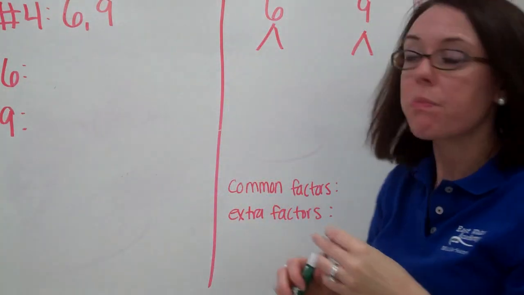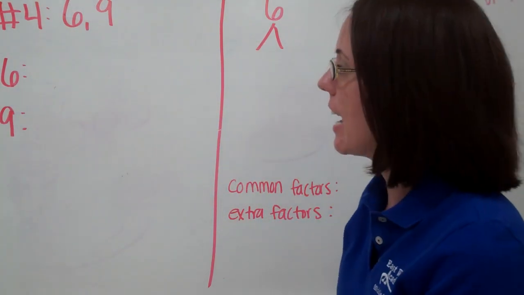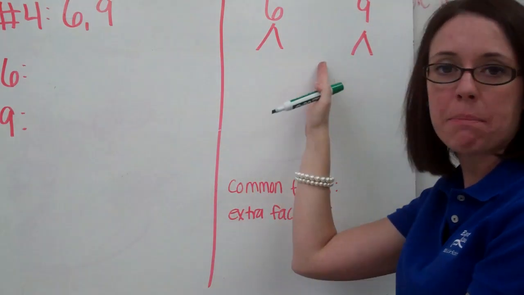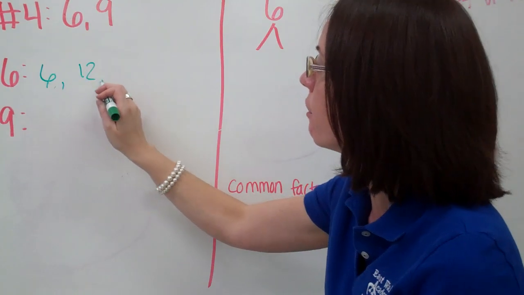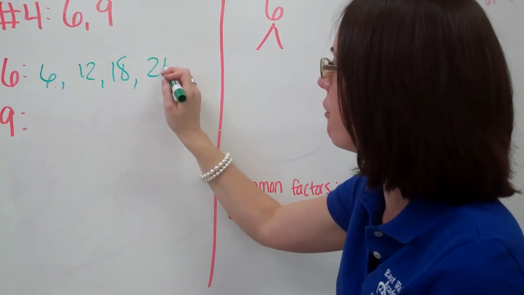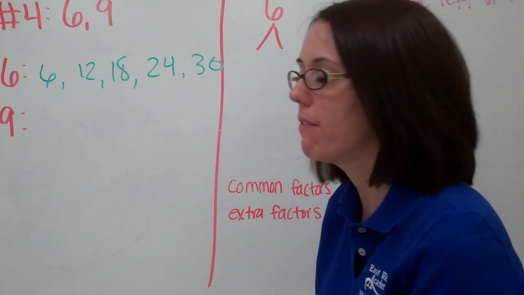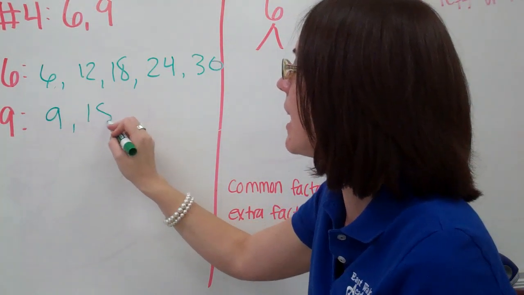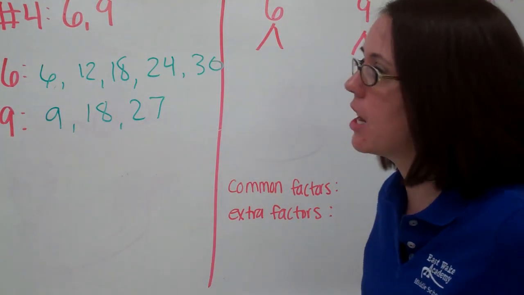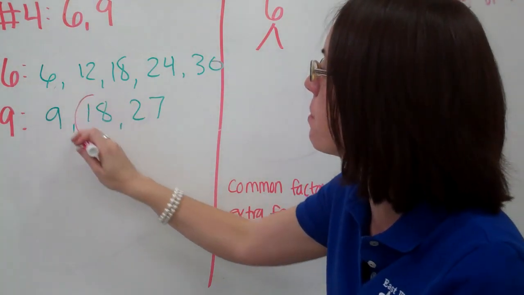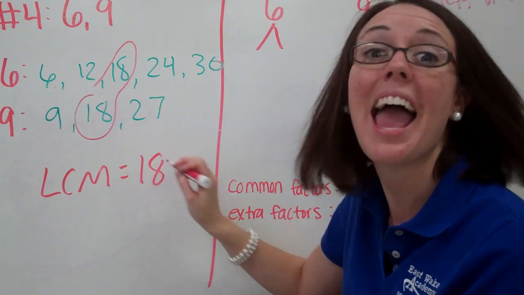Last example. Number 4, find the least common multiple of 6 and 9. We're going to do it 2 ways. List the multiples and prime factorization. What are some multiples of 6? We have 6, 12, 18, 24, 30, and we can stop. Multiples of 9. We have 9, 18, 27. We can stop there. What is the smallest number that they both have in common? That number is going to be 18. Our LCM is equal to 18.